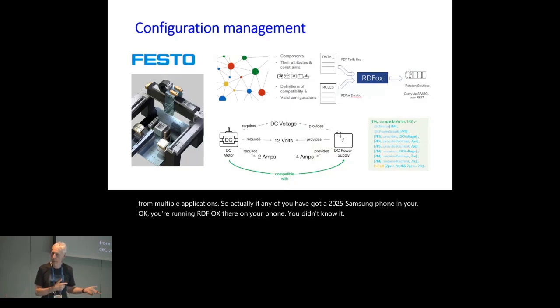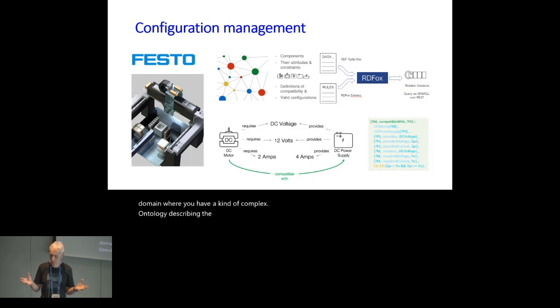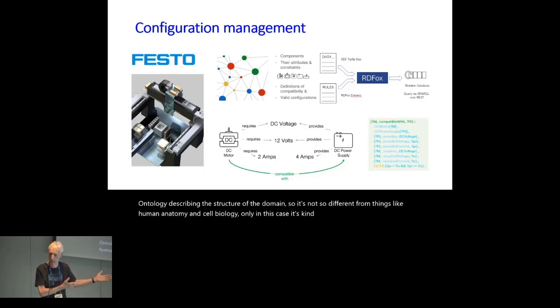I already mentioned this configuration management application, which is a kind of interesting one because I don't think it's so far away from many applications you might find in this domain, where you have a kind of complex ontology describing the structure of the domain. So it's not so different from things like human anatomy and cell biology, only in this case, it's kind of production line system anatomy and biology. And then you use the reasoner to check whether or not a given design is actually consistent and will do the job it's supposed to do.